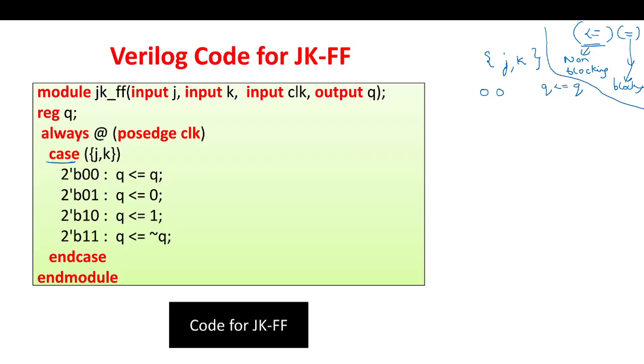Okay. So 0 0 we want the same state. 0 1 we want it to be reset. 1 0 we want it to be set, and 1 1 it is the toggle state, so complement of Q. So these are the 4 case values. If you want, you can write the default case also. And to end the case statement, it is the endcase keyword. And now this block will be working only at the passage of the clock. So if you write it, it will be synthesized as a flip-flop.